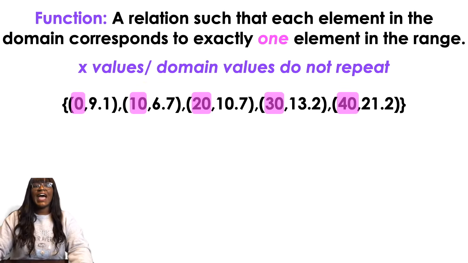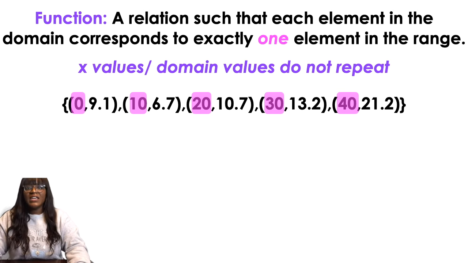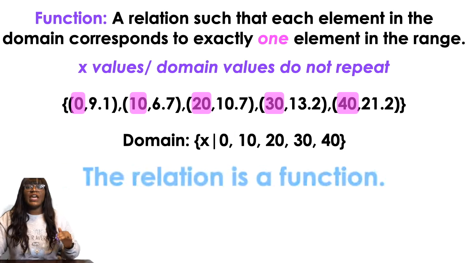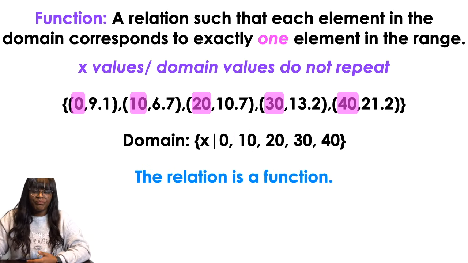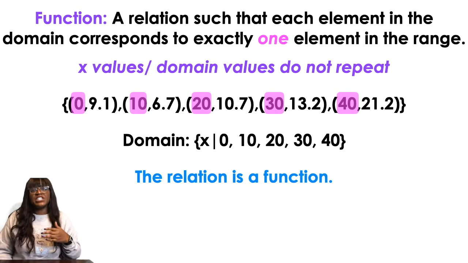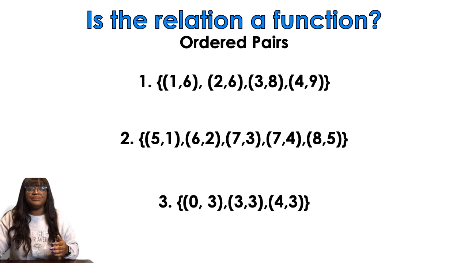So when we're looking at our specific problem, I can see that my domain values are 0, 10, 20, 30, 40. All of those are unique. None of them repeat. So guess what? This relation is a function. So now we're going to go through a bunch of different relations and we're going to decide if they're functions.